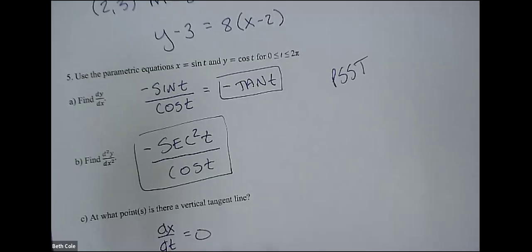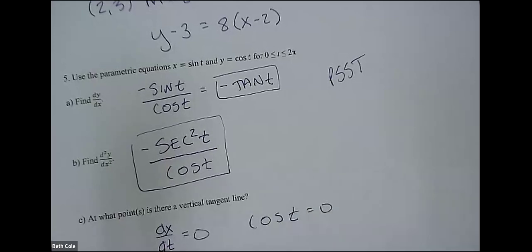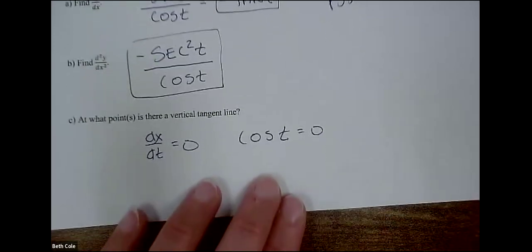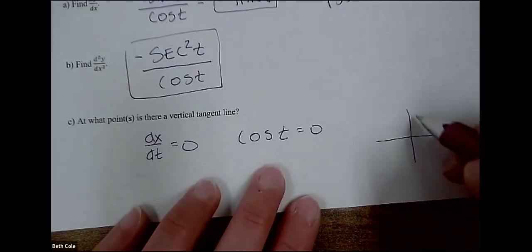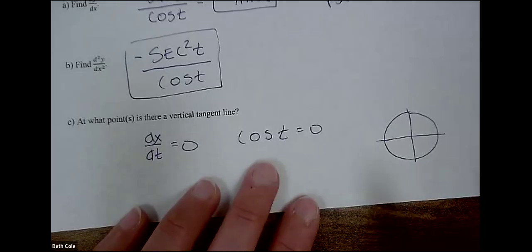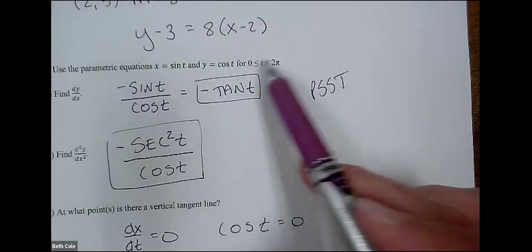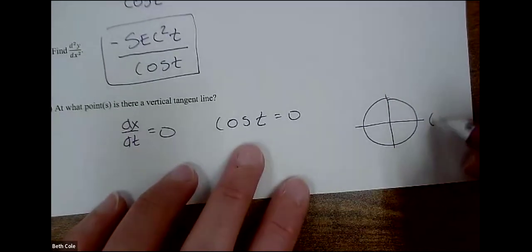Horizontal. Good job. Horizontal. All right, so our dx/dt was cosine. And now we have to think about our unit circle. Cosine is which part of the coordinate point? It's the x. We need to find a place on our unit circle, between 0 and 2 pi, where our x coordinate is 0.